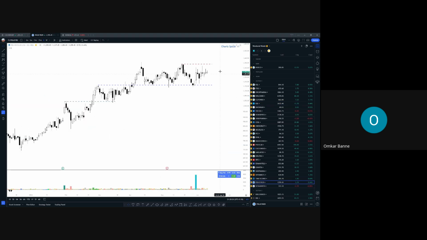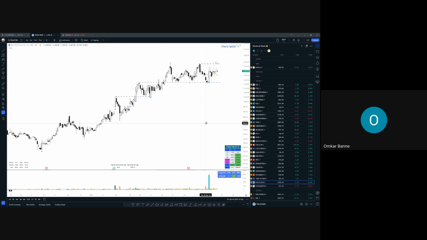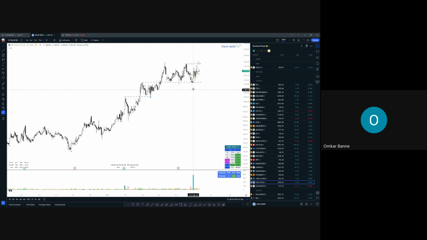Policy Bazaar is looking good. This is a good one. There have been multiple wicks here, but still I like this. It was a year-high volume candle on 31st May. Was there any news in this stock? Why suddenly a year-high volume?